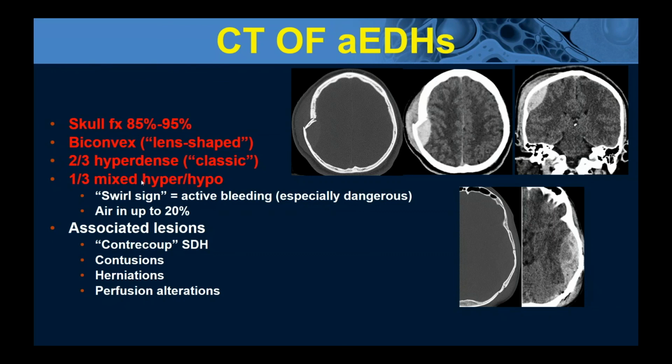About 1/3 of these are mixed hyper and hypodensity, which typically indicates that there is active bleeding. And that's an especially dangerous type because it's continuing to bleed literally right under your eyes as they're getting the CT scan. So here's bone, axial, soft tissue windows showing the epidural hematoma. And then here's a coronal reformat scan that really nicely demonstrates that biconvex or lens shape.